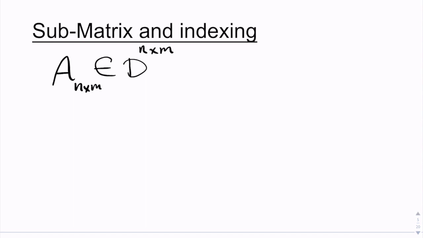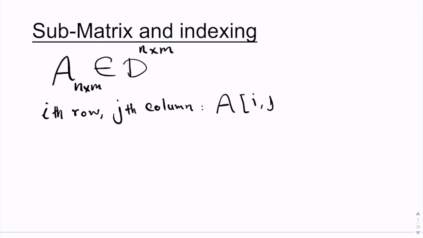If I want to extract one element, let's say the element in the ith row and jth column, then A, i, j. So that's in order to extract the element in row i and column j. That's the notation we are using.